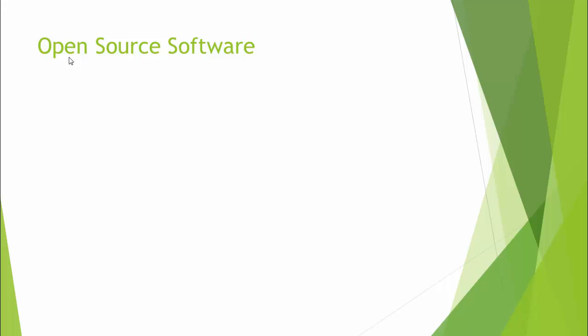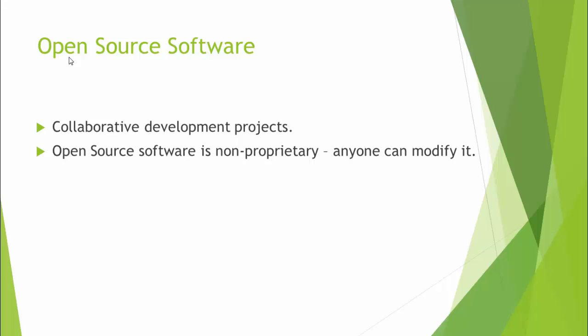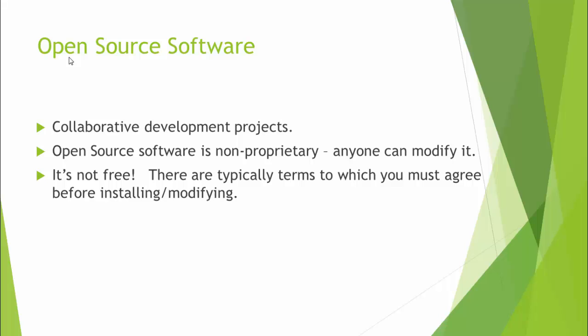Now, we in TEJ talk about Linux a lot. Linux is an example of open source software, and there are many other examples. Open source software is intended to be a collaborative development project where anyone can open up the source code for a given application and make modifications to it.